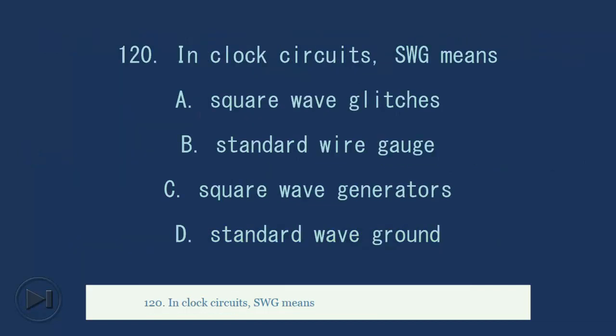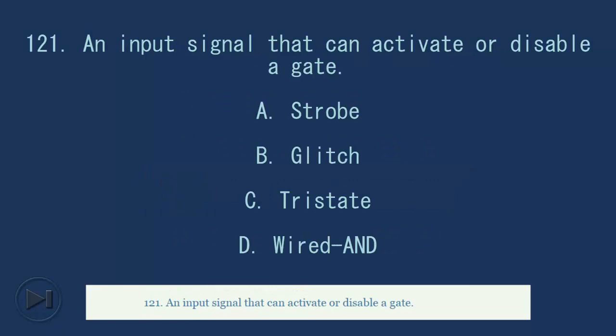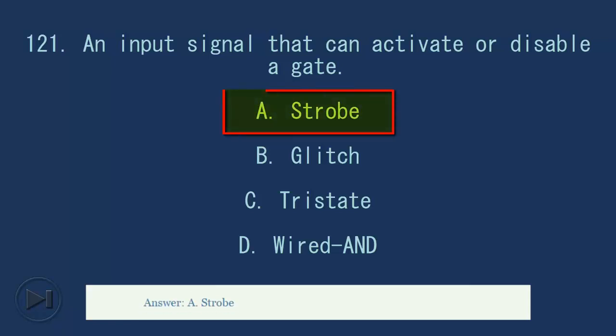120. In clock circuits, SWG means A. Square wave glitches. B. Standard wire gauge. C. Square wave generators. D. Standard wave ground. Answer, C. Square wave generators. 121. An input signal that can activate or disable a gate. A. Strobe. B. Glitch. C. Tri-state. D. Wired AND. Answer, A. Strobe.